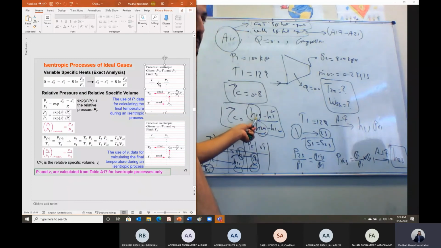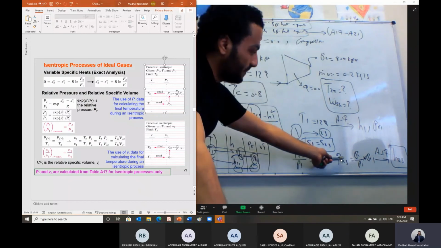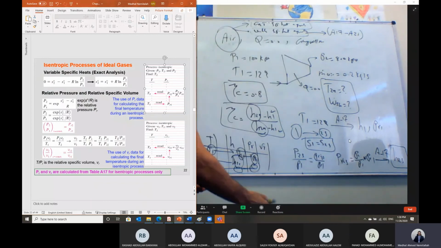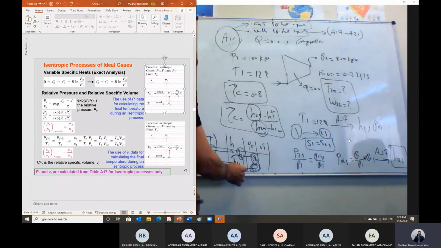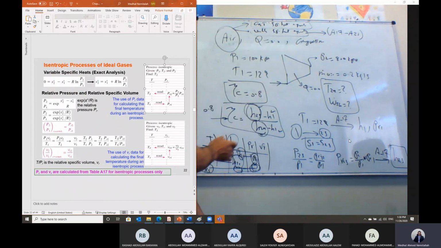To get H2S, now I have calculated P relative 2S, which is P2 over P1 multiplied by P relative 1. With this value of P relative from table A17, I can go directly and read the value of enthalpy. The enthalpy in this case is H2S. Now I have H2S, H1, and the isentropic efficiency equal to 0.8. Then I can calculate H2 actual. With H2 actual, I go to table A17, and I can get the actual exit temperature.